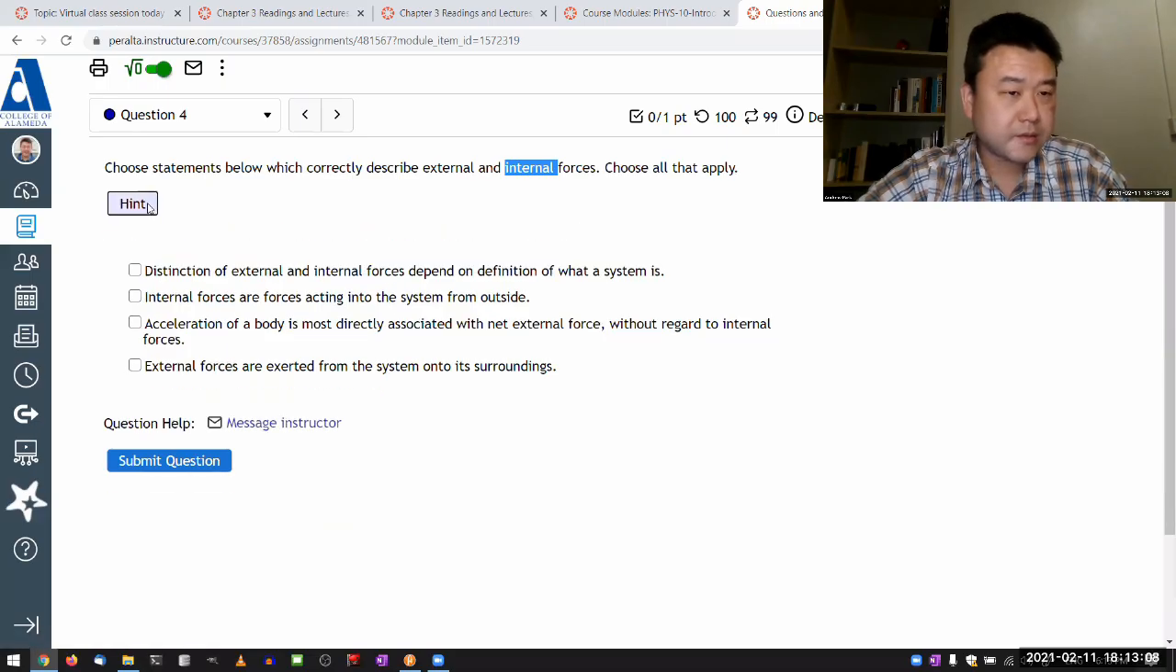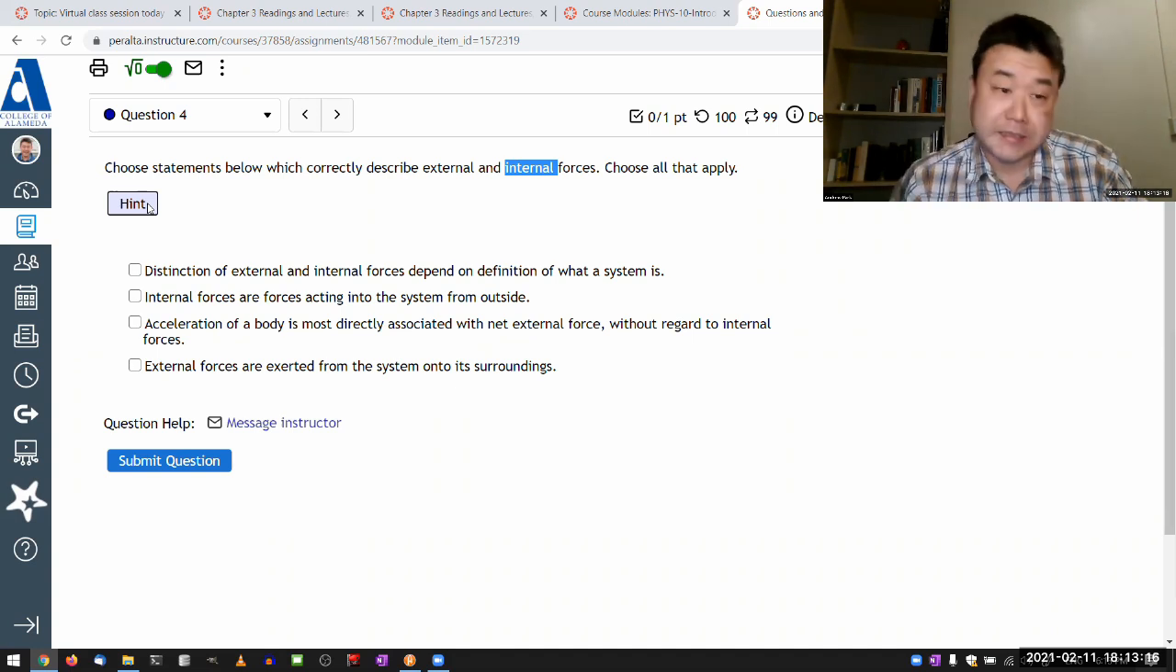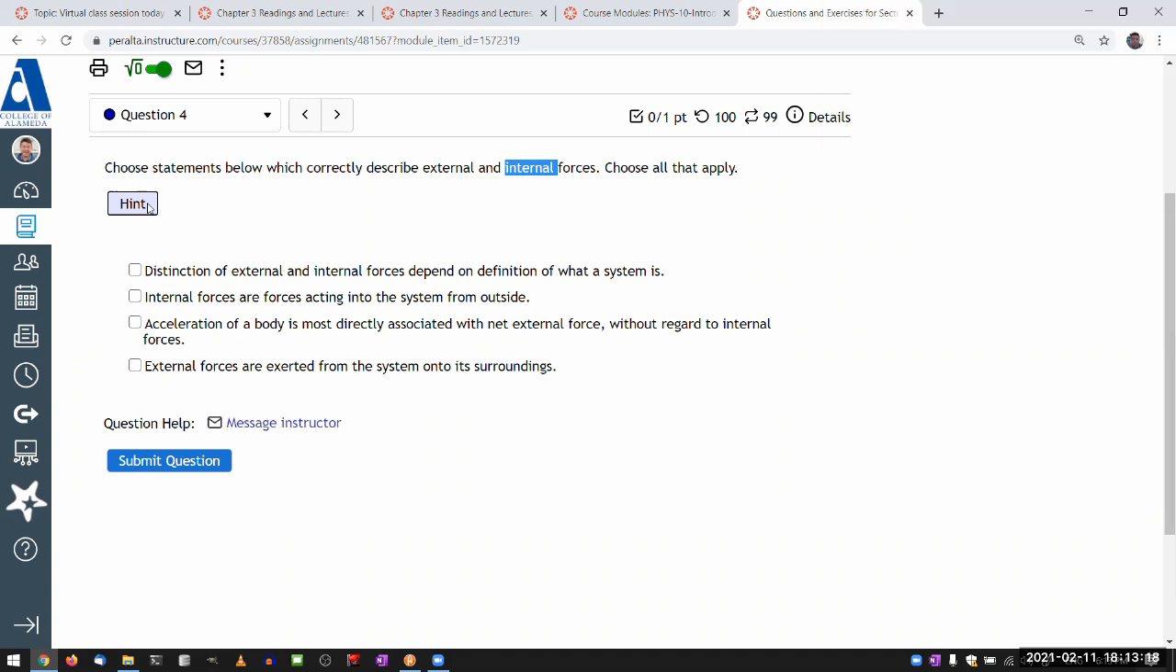So let's see, in what order do I want to do this? I guess I could answer the question here first, and then I will go into more depth beyond what you need to know to answer this question. So let me first start with the right answer. The distinction of external and internal forces kind of depends on what you define your system as. So I'm going to say yes.